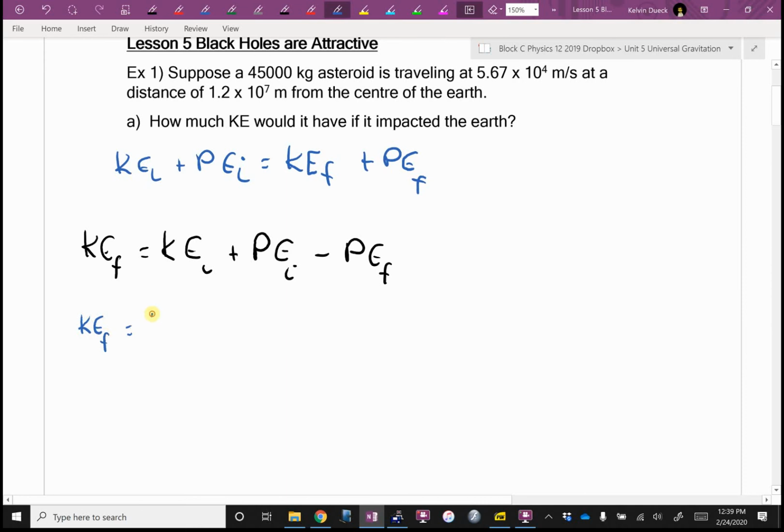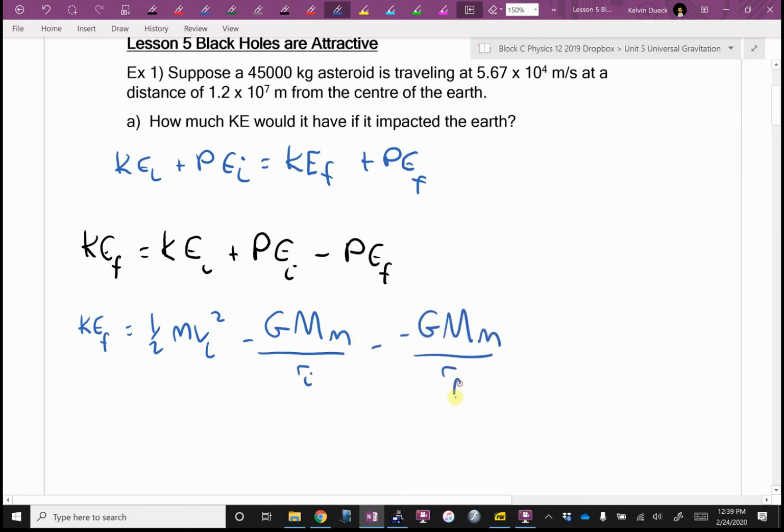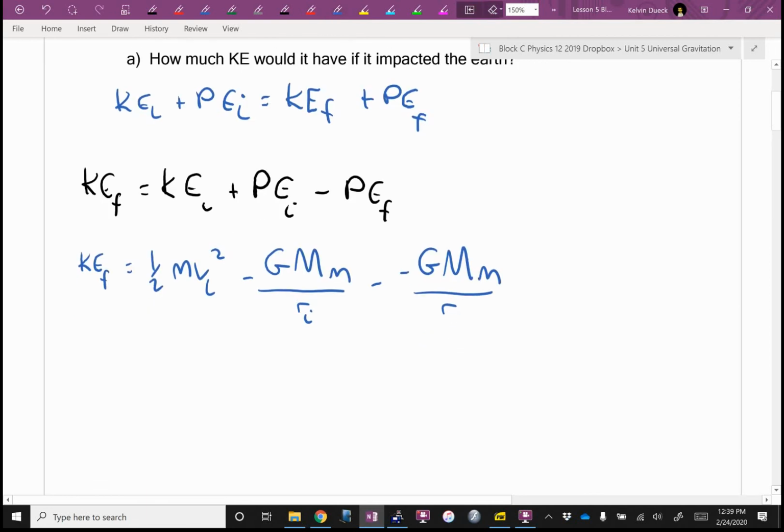As an equation, it'll be a half little m V initial squared plus negative, you know, instead of plus negative, I'll just write minus big G, big M, little m over R initial minus negative big G, big M, little m over R final. Oh, and again, please remember, R final, that's where the radius of the Earth is going to go. Not initial this time. Alrighty.